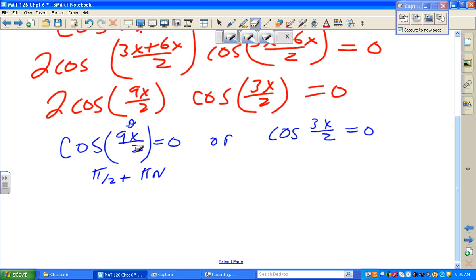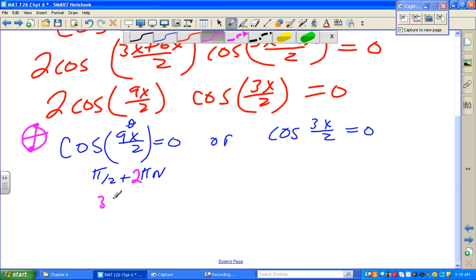Cosine is 0 at pi over 2. Okay. Now, we were just talking about the fact that if we used pi over 2 and 3 pi over 2, maybe we could just add pi to it, because they're half a circle apart. If you don't want to do that, you can do this. 3 pi over 2 plus 2 pi n makes no difference to me.